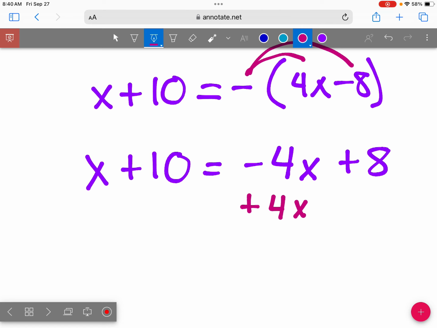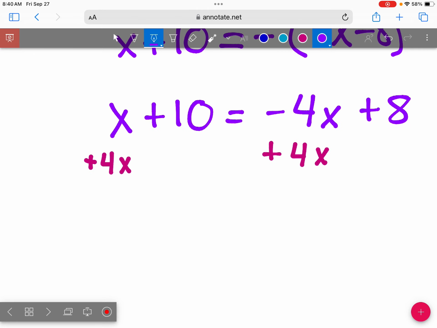So if I move the negative 4x, that is in fact smaller than my x. So it's going to give us fewer negative numbers. That's not a thing you have to do. It's just that negative numbers sometimes make us go, ugh. So it's a way to make it so you don't have as many negatives. So this is going to give us 5x plus 10 equals 8. Then what? Subtract 10.